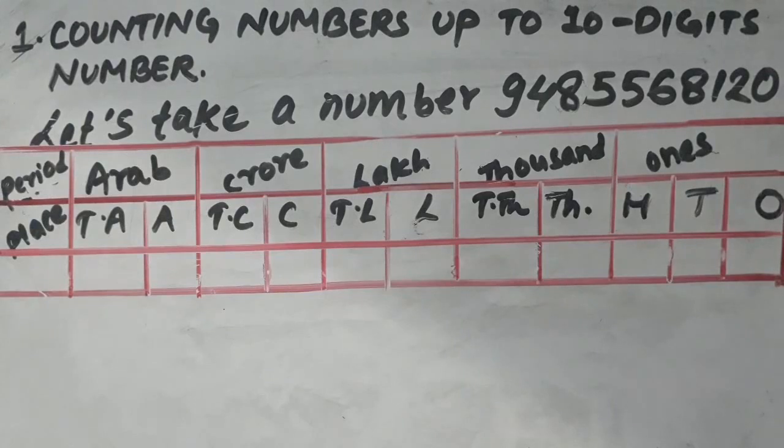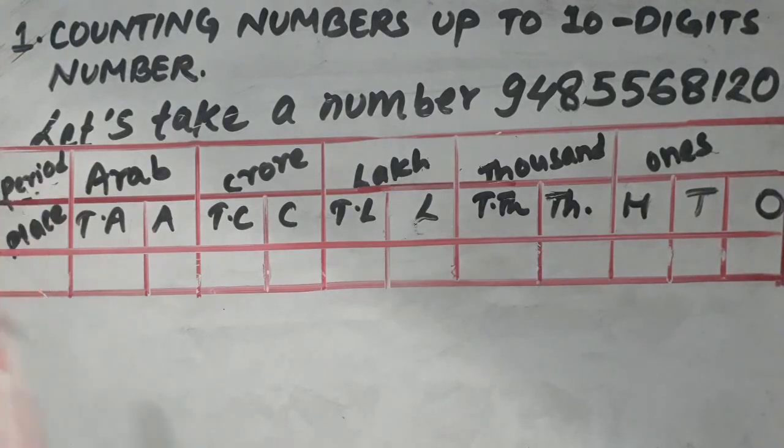So students, there are mainly two kinds of system of writing numbers. So here the place value table which I have drawn is of national system of writing numbers. In other words, this also known as Nepali system. So students, now let's understand this place value table. First of all, we need to understand about period and place. In a place value table, there are period and place.